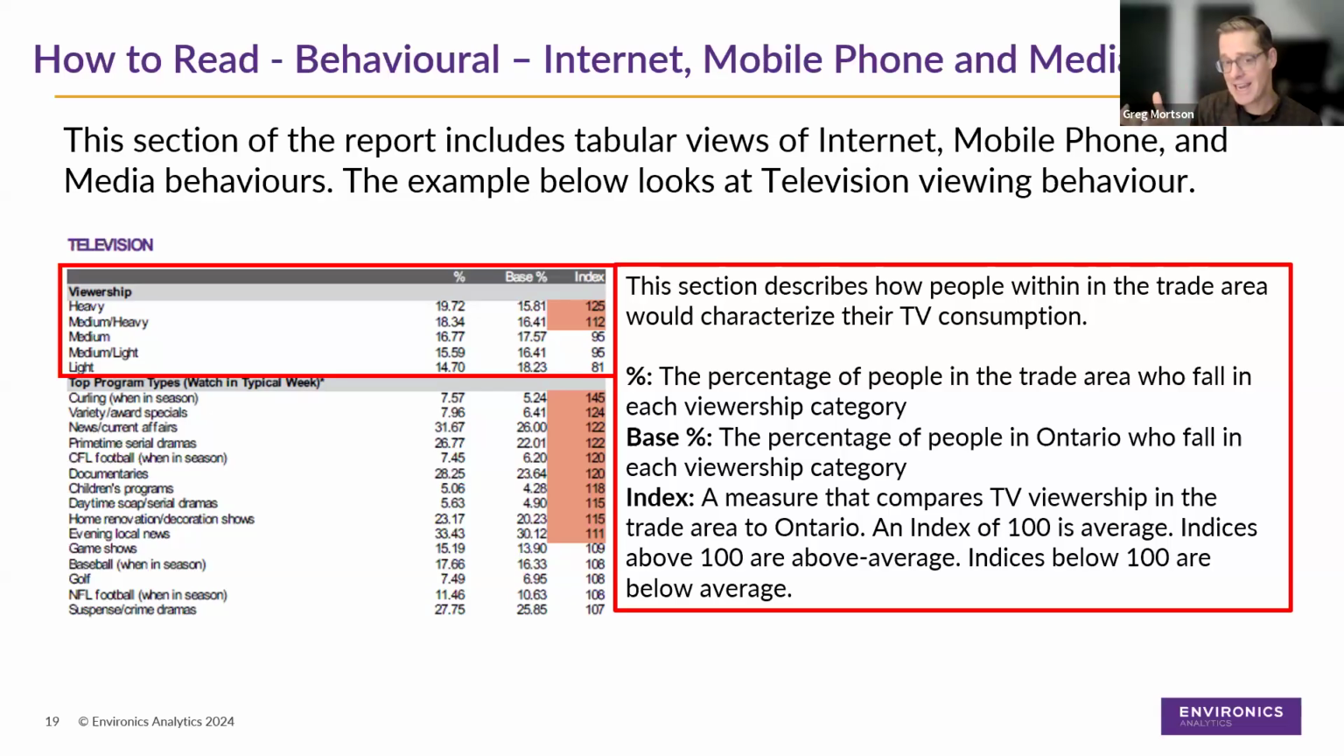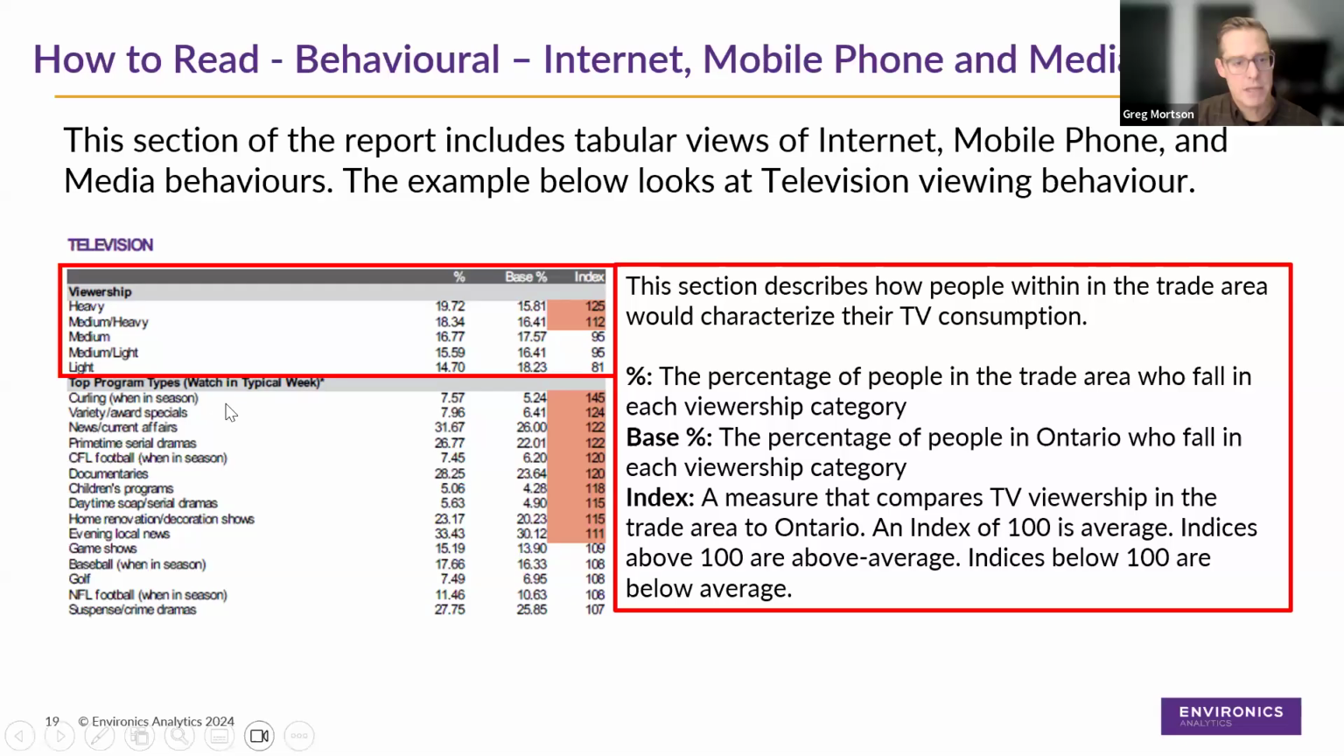To arrive at that index, we're just comparing those two percentages to get 125. So people in my trade area are 20 to 25% more likely to consider themselves a heavy television viewer. So it's a really quick and easy way to say, okay, people in my trade area love TV and are heavy television viewers. You're going to see those same categories for all these different media channels.